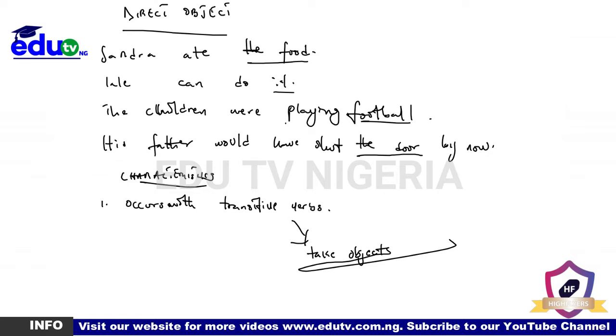So that tells you that the verb ate in Sandra ate the food is transitive. The verbal phrase can do is transitive. The verbal phrase were playing is transitive, and the verbal phrase would have shot is also transitive. So let's go on with what we're doing.